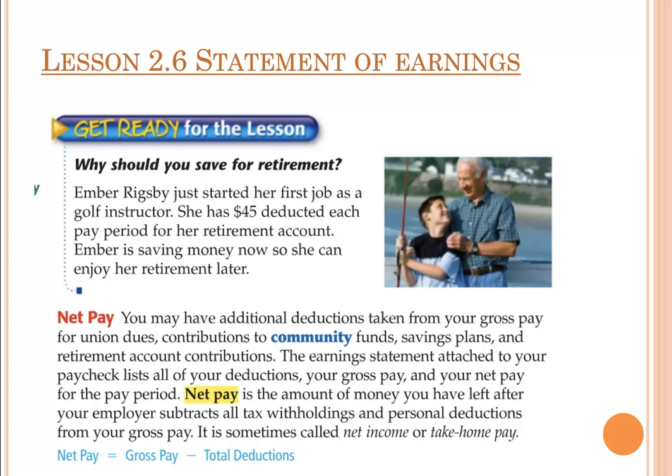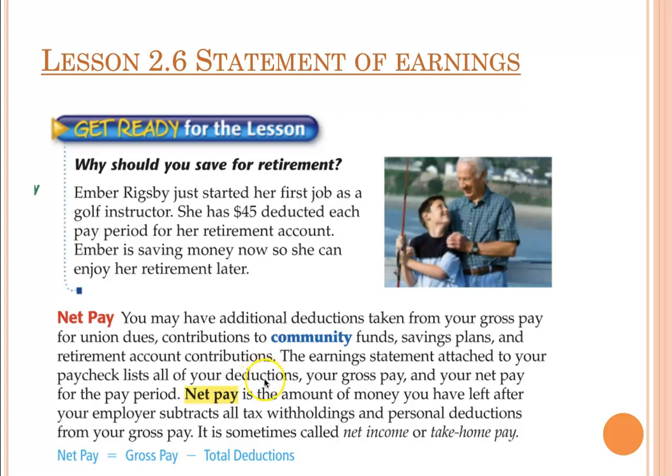We have already learned about many deductions from our paycheck: federal and state taxes, Medicare and Social Security, and health insurance. But there are a few other ones you should think about. You might have additional deductions taken from your gross pay for union dues, contributions to community funds, so like if you donate money, savings plans, or a retirement account. The earnings statement attached to your paycheck lists all of your deductions, your gross pay and your net pay.